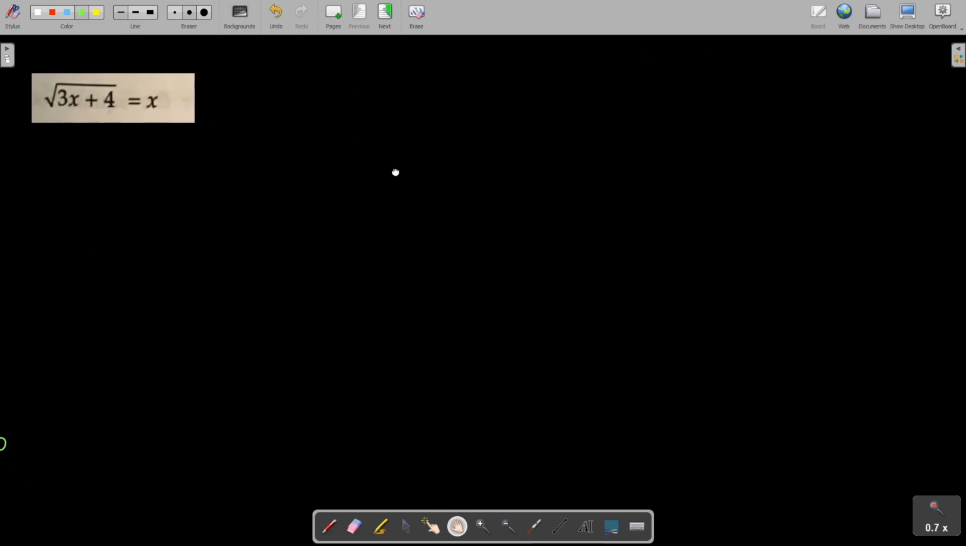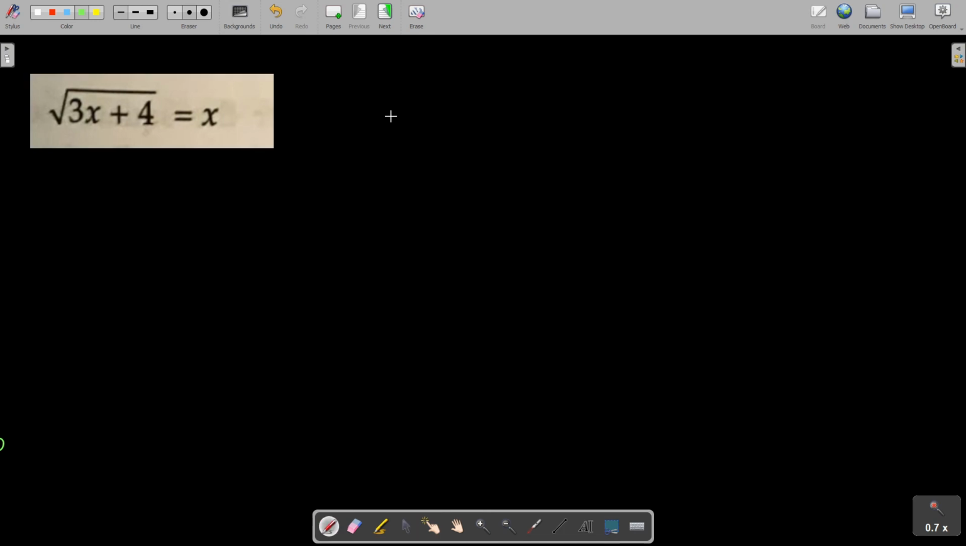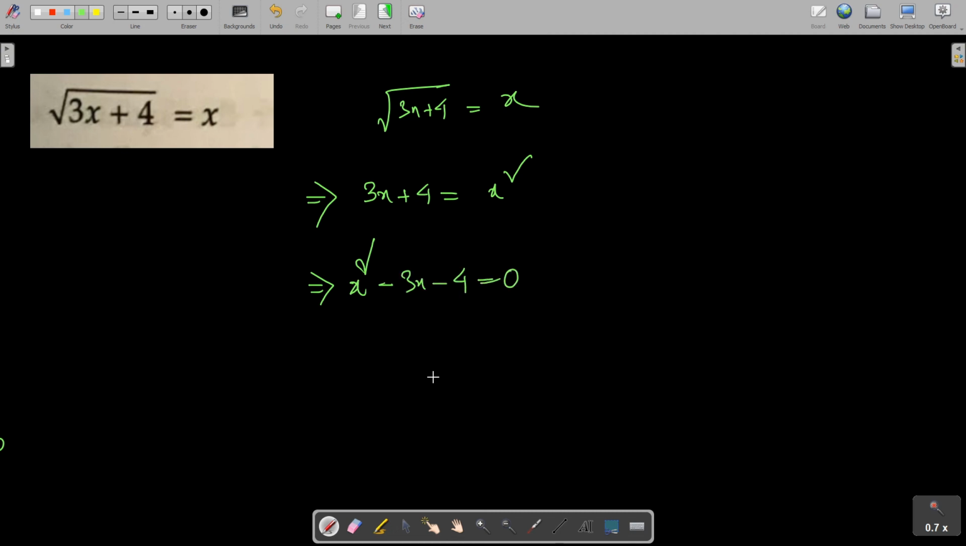Okay, let's move to one more question. Let's take another root equation. What we have over here is under root 3x plus 4 equals x. First thing we are going to do is square both sides. So we will get 3x plus 4, and this side will become x square. Let's form the equation. The equation will be x square minus 3x minus 4 equals 0.